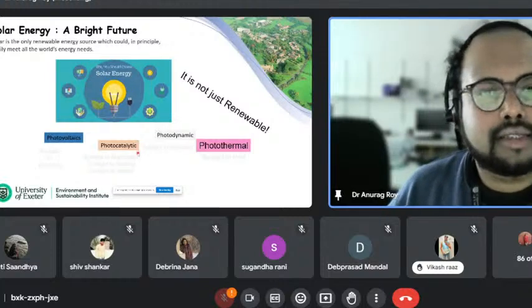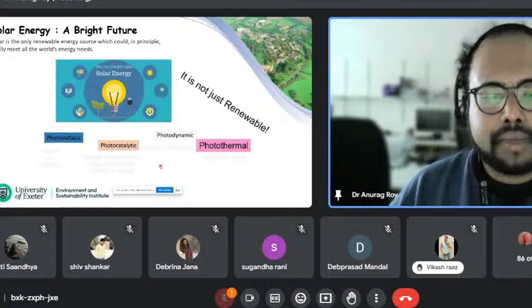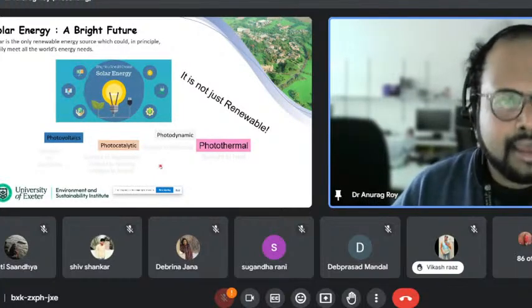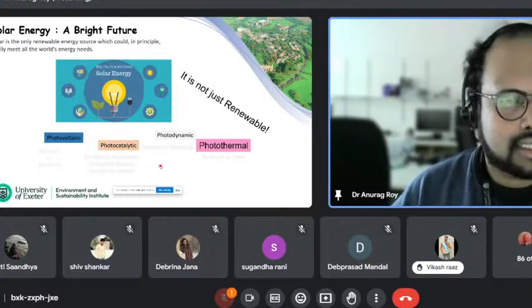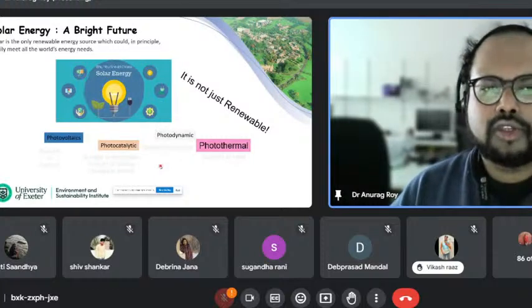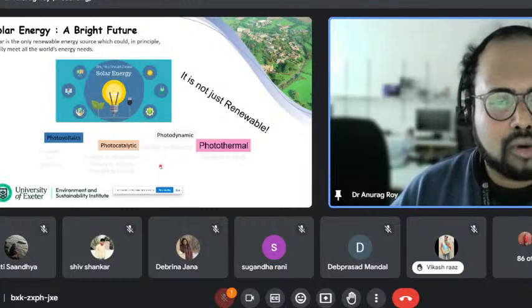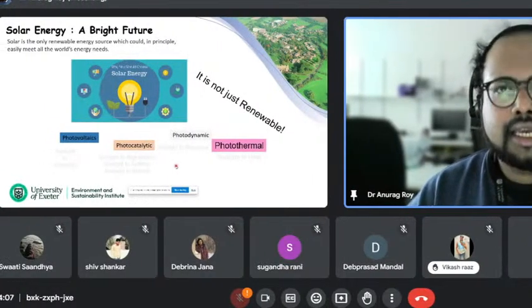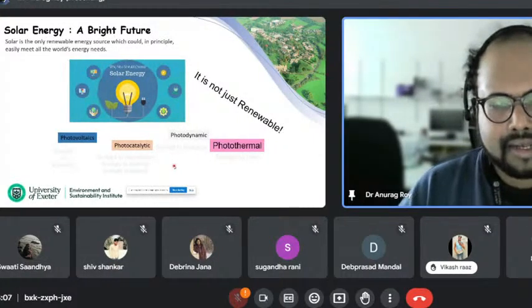Another interesting application of solar energy is photocatalysis, where sunlight can be utilized for the degradation of any dye or pollutant, any harmful substance available in the water, in the soil, or in any rock. Through the photocatalytic method, utilizing the sun, we can easily make clean water. I will show you some examples in a couple of slides.